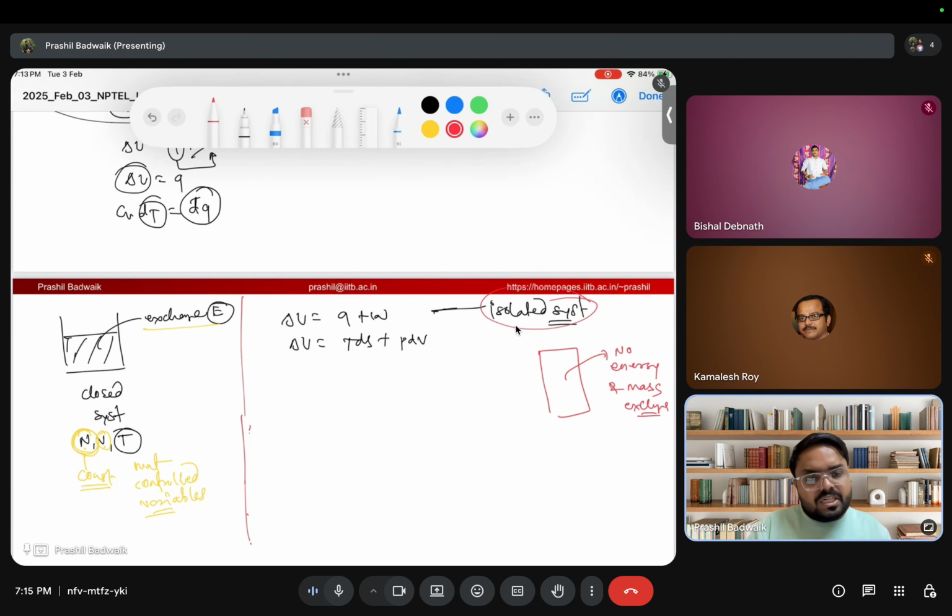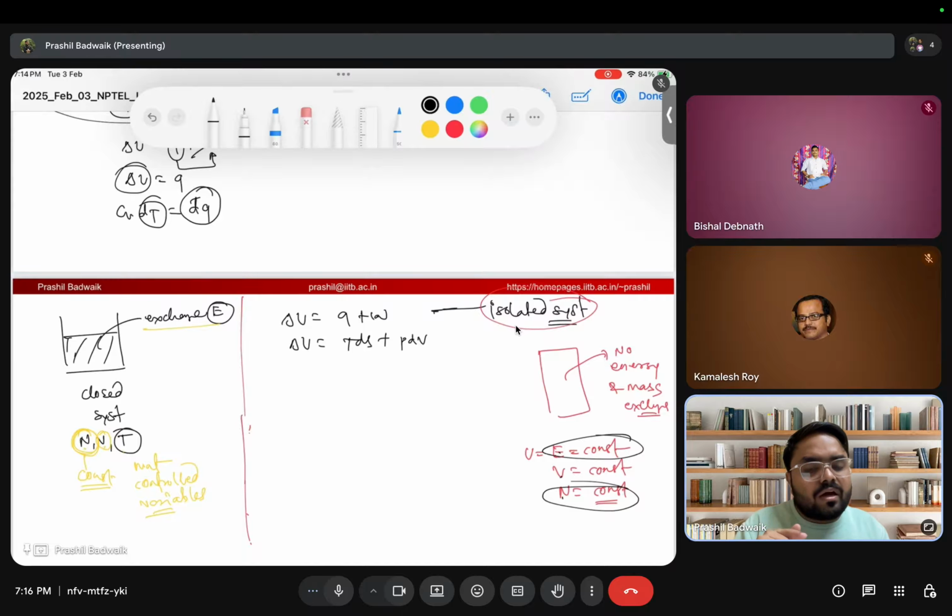If energy is not exchanged, that means energy is constant. We generally call it U, right? Energy is constant. Then what else is constant? Volume is constant, right? Then the third thing that is constant is number of particles, because it is an isolated system where there is no exchange of particles. No exchange of particles, N constant. No exchange of energy, E constant. So this system is NVE.